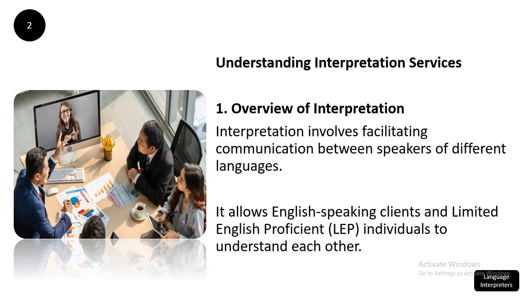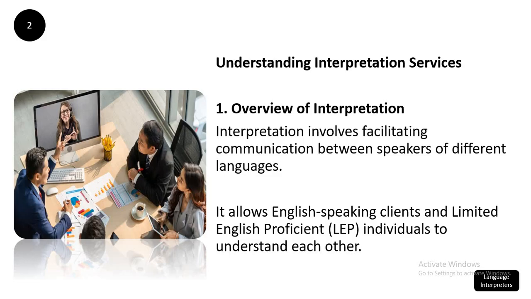So basically, when there are two people who speak two different languages, there is a need for an interpreter who can interpret between them. We have already discussed the difference between interpreter and translator. An interpreter is not translating; it is just communicating between two people. One person doesn't understand the other's language, and we are there to help them. So interpretation involves facilitating communication between the speakers of different languages.